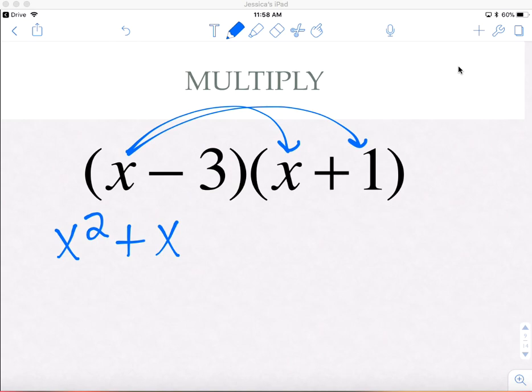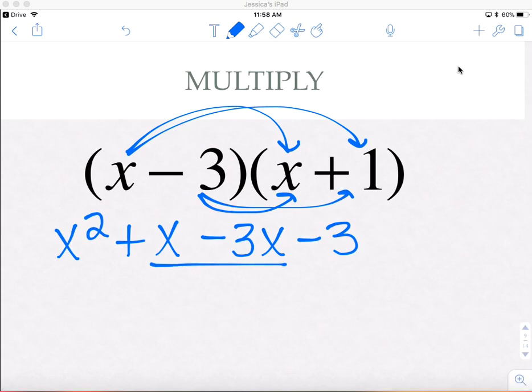Now, be careful with your signs. This 3 has a minus sign in front, so I'm basically distributing a negative 3. Negative 3 times x is negative 3x, and negative 3 times 1 is negative 3. My last step is to combine like terms, and x minus 3x means my final answer is x squared minus 2x minus 3.